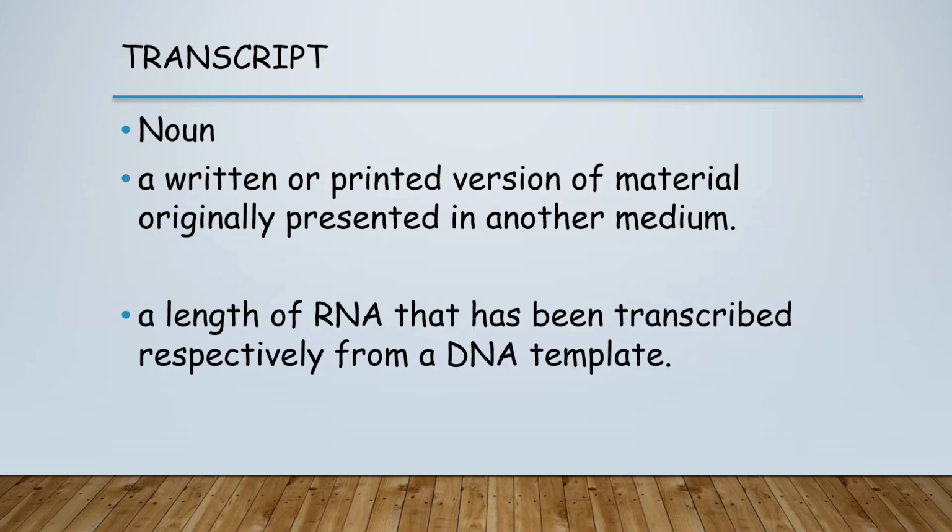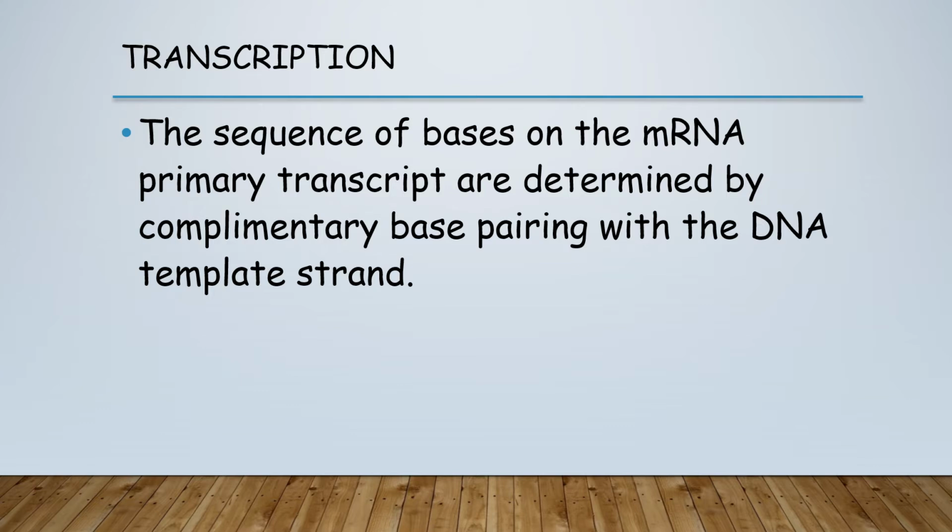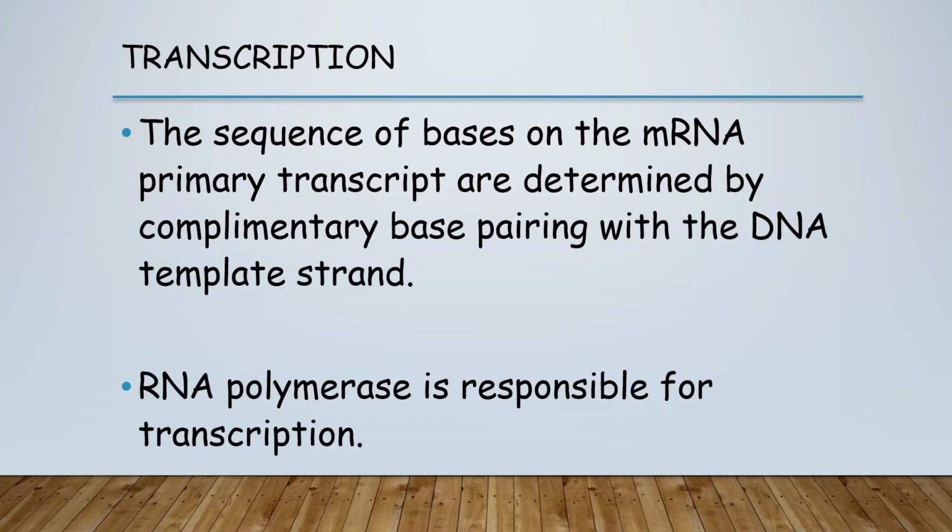We're converting DNA into RNA. So it's not an exact copy, it's a complementary copy. We're not doing DNA replication, we're doing transcription. The sequence of bases that's put together on our primary transcript is determined by the complementary base pairings. And we talked about that in the last lesson when we reviewed the structure and function of RNA. And that's put together by an enzyme, RNA Polymerase.